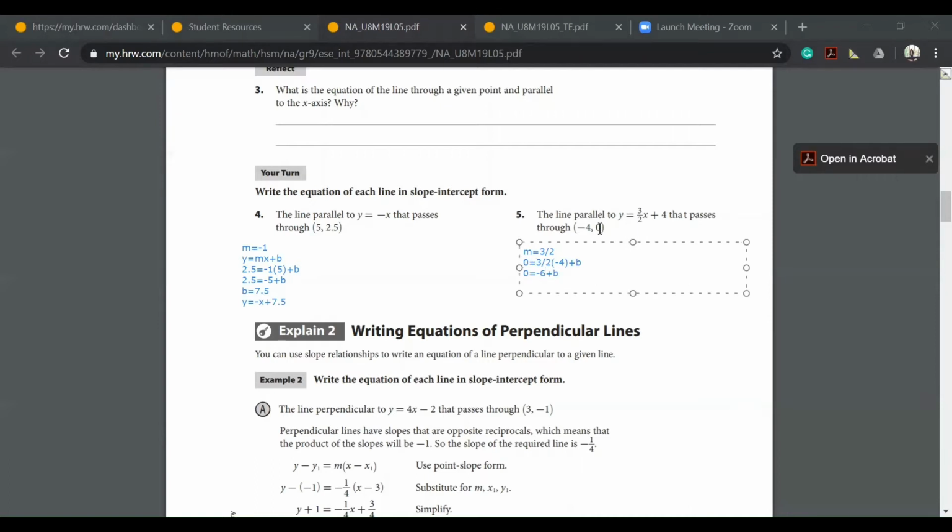So shifting 6 to the other side, b will be equal to 6. I found b. Now I can write my equation. So y will be equal to 3 over 2x plus 6, which is the b. Okay, very well. I'm going to remove this.